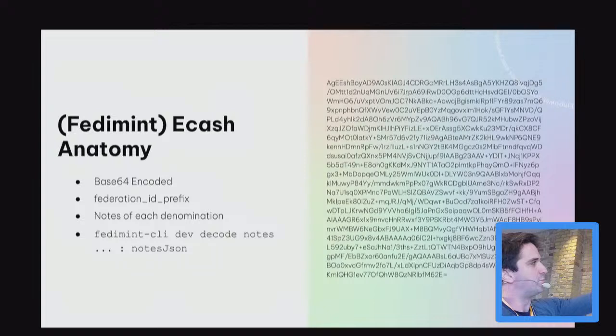The Cashew ones have a little prefix and a version at the beginning. But at the end of the day, we're looking at an encoded form of binary data. It's base64 encoded, at least the Fedimint version. The Cashew version is CBOR encoded, which I thought was interesting.